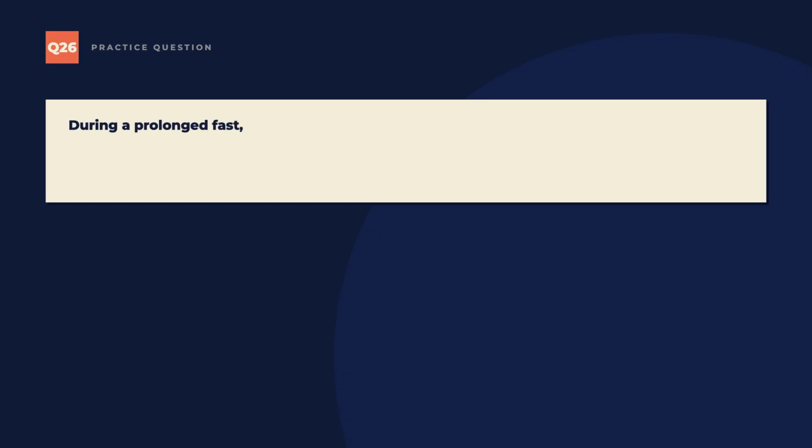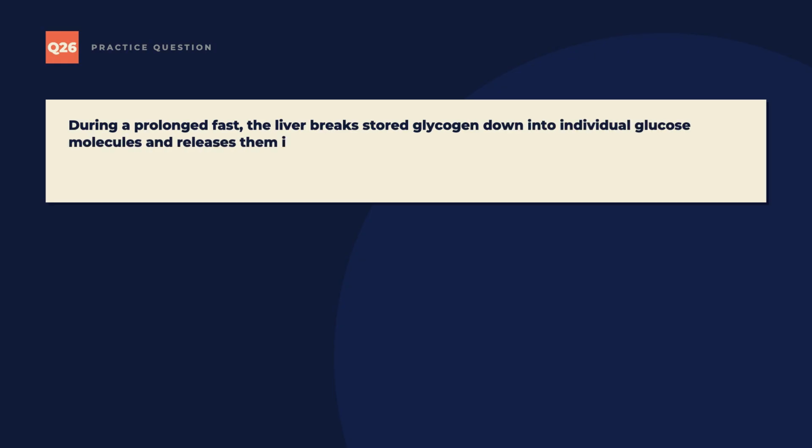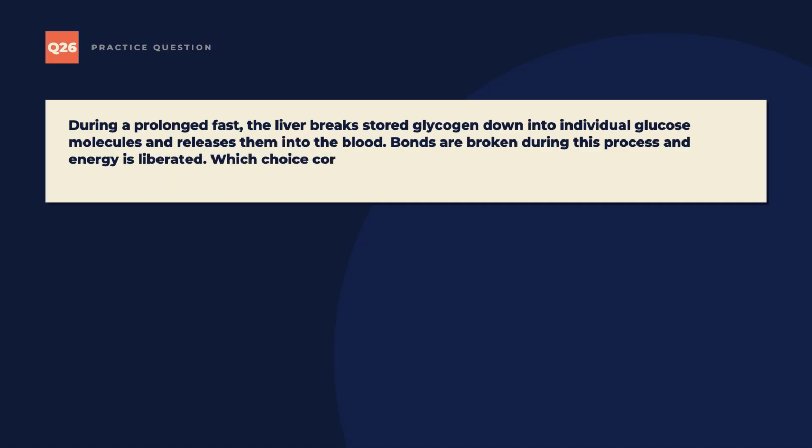Question 26. During a prolonged fast, the liver breaks stored glycogen down into individual glucose molecules and releases them into the blood. Bonds are broken during this process and energy is liberated. Which choice correctly names the reaction pattern and its metabolic role?